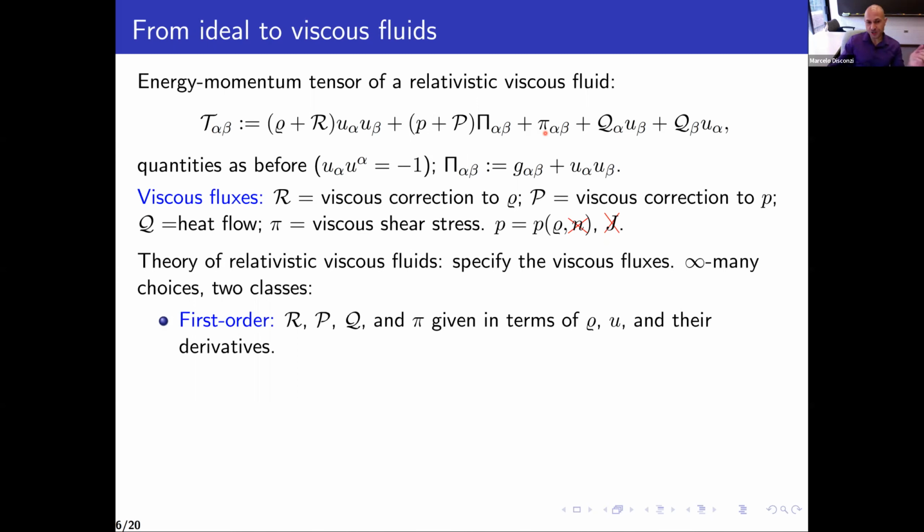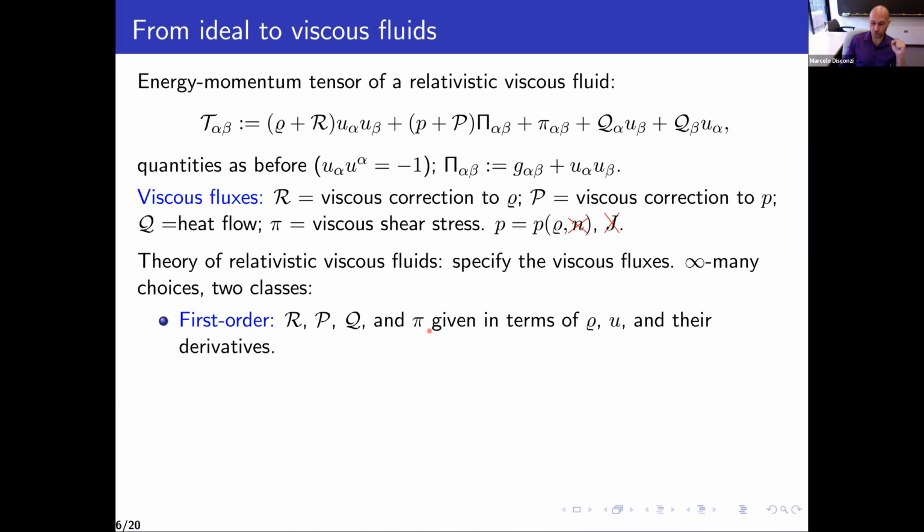In the first approach, that leads to what are known as first-order theories, the viscous fluxes are given in terms of the density and the velocity and their derivatives. So this is very much like what you do in classical Navier-Stokes equation. In the classical Navier-Stokes, the viscous shear stress is given by some expression involving derivatives of the velocity. So here is something similar. And I'll be giving examples in the next slide, okay?